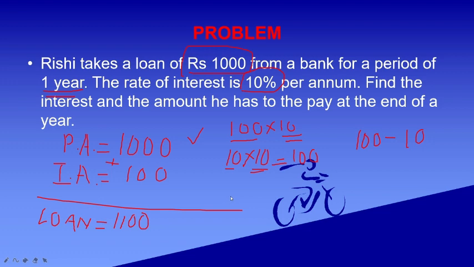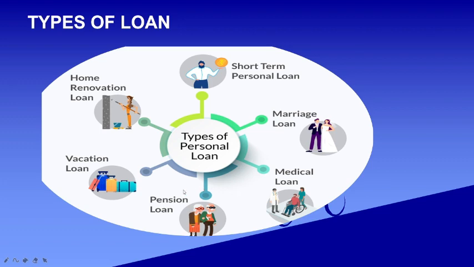So this is the loan. And now next, how many types of loan you will get? First is home renovation loan. Suppose you want to renovate your home or build up new home, then short term personal loan, then marriage loan, medical loan also for the medical purpose, pension loan, vacation loan, and for purchasing vehicle the bank also gives auto loan. Okay, now next slide.